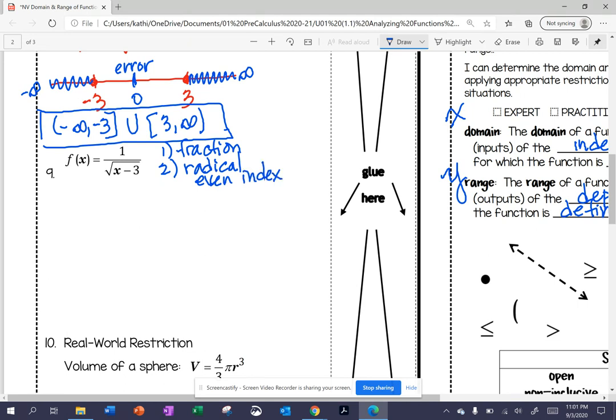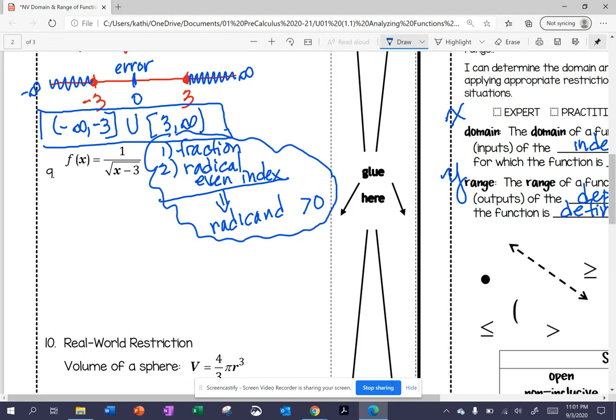So I need to combine the 2 restrictions. For the fraction, the denominator cannot equal 0. And for the radical, it has to be greater than or equal to 0. So together, this means just the radicand is greater than 0 when I have these 2 restrictions together. My radicand is x minus 3, which has to be greater than 0. Solving for x, adding 3 to both sides, I get x is greater than 3.